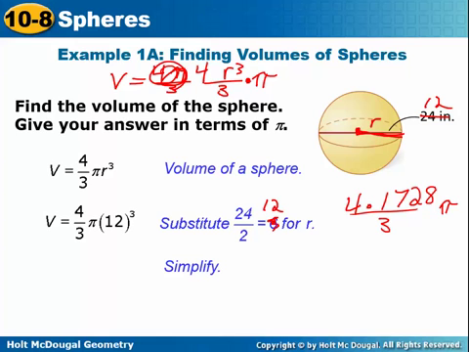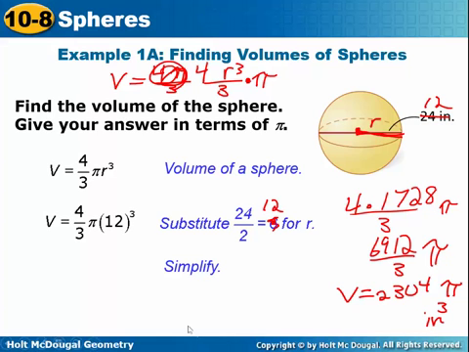So now I'm going to take 1,728 times 4, and I get 6,912, and I still have to divide that by 3, and I get 2,304 pi. That's my volume. This is volume, so you will have a cube on your unit. This is inches cubed. Now they used a slightly different form of the formula, and they got the same answer.